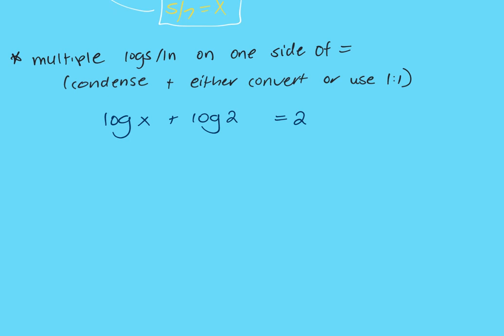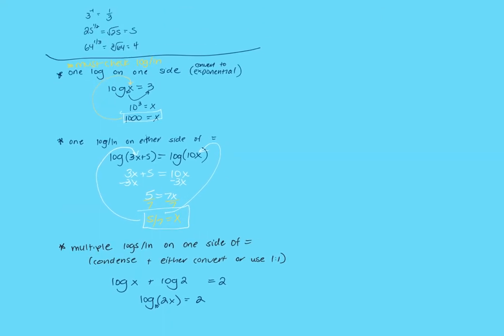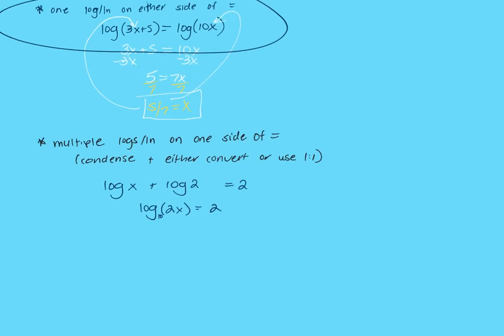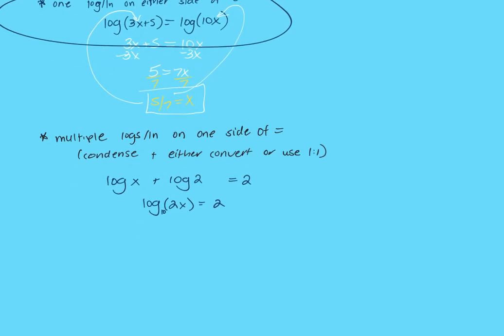All right, so in this scenario, I have two logs on one side of the equal sign, right? They're the same logs, so they could be logs or they could be ln's. Keep that in mind. So if this is log base 10 and log base 10, and it's a plus, what happens when you condense them? Multiplication. So then this is log base 10. Now I'm back to where I was before, where there's only one log on either side of the equal sign. So after you condense, then you go back to those rules.